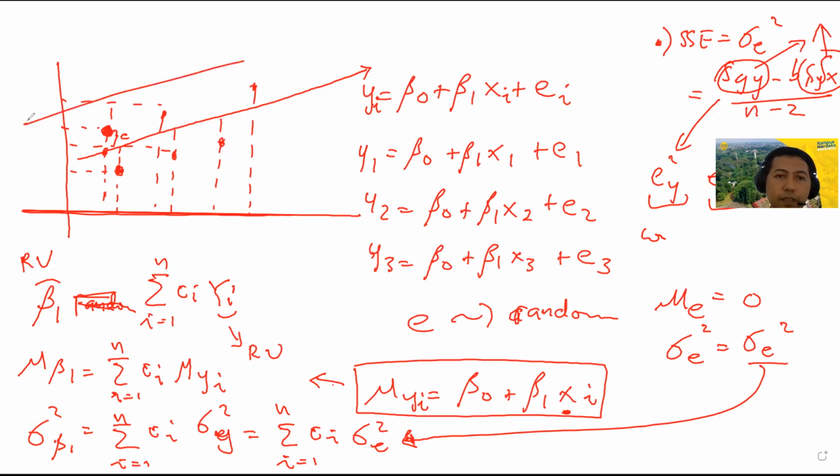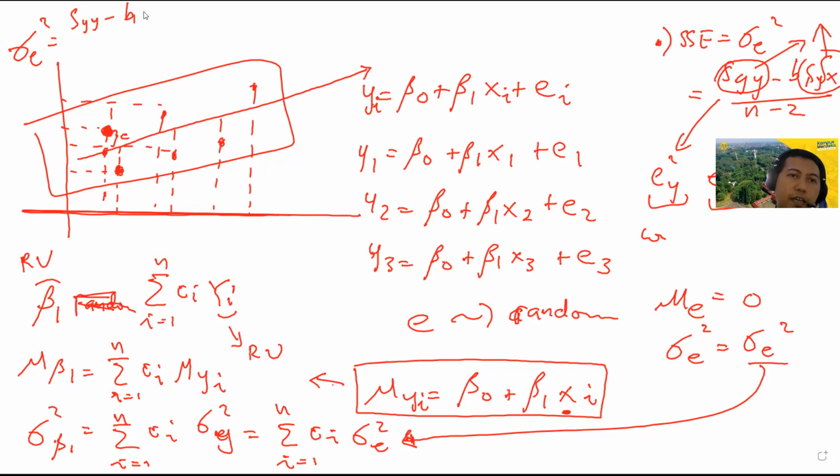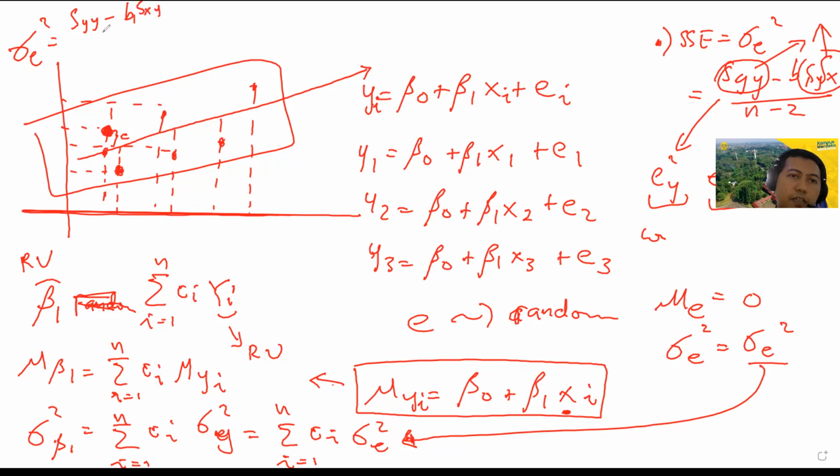So, given the data, something like this, what is the standard error? Standard error is equal to SYY minus beta 1 SXY, divided by n minus 2. The important thing is n minus 2. N minus 2 represents reducing the bias.